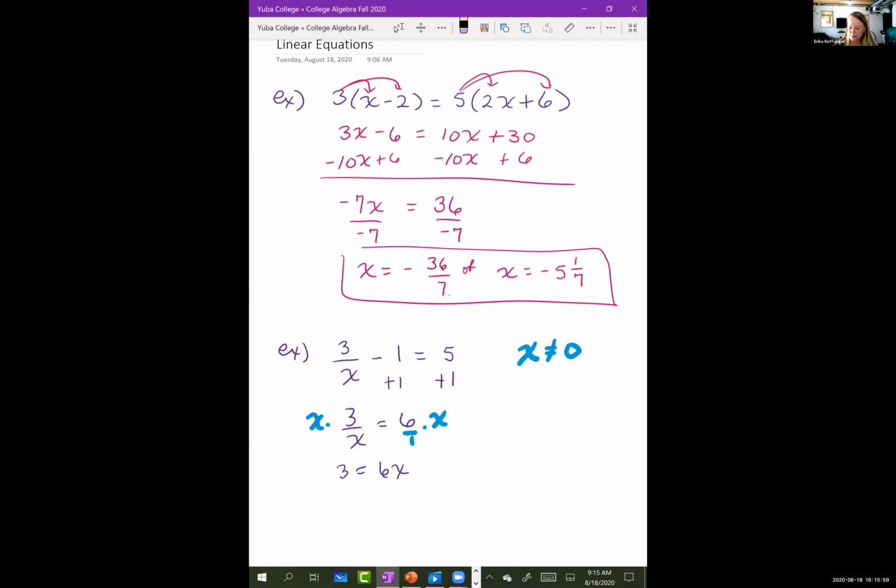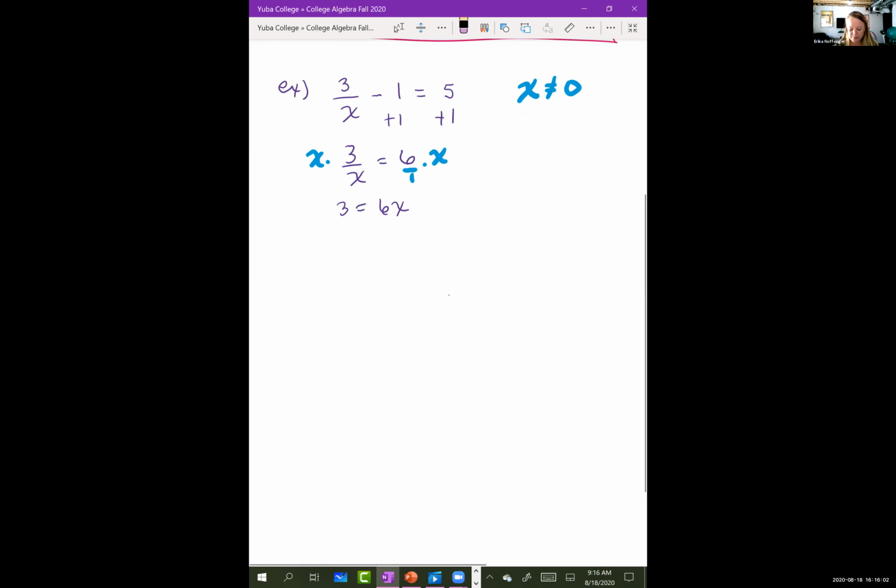So we want to get x by itself. We can divide both sides by 6. And so we get x is equal to 3/6. And so this can be reduced. Both have 3 in common. 3 goes into itself once and 3 goes into 6 twice. So this kind of helps me to remember to check if this is okay, because it's not the same value as I said x couldn't be. So x is 1/2.